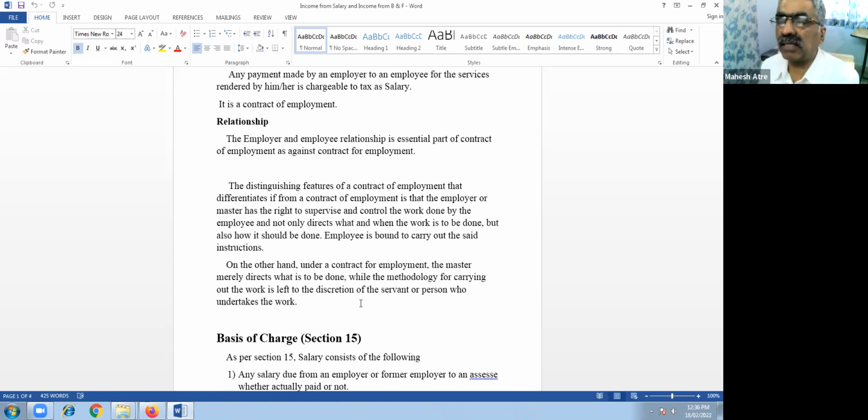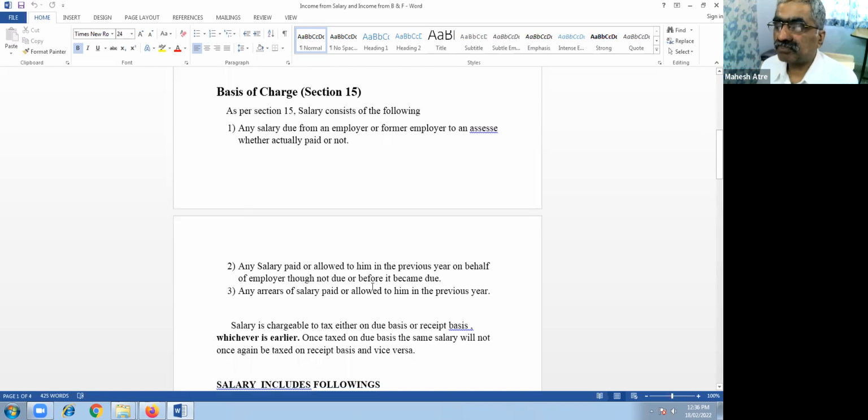He will do it in two hours or four hours or four days, because he is not an employee of the college. So try to understand, in case of a contract for employment, the relationship is not of employer and employee. This is a master and the man who does his work. So there is no relationship of employer and employee. Then it is not income from salary.